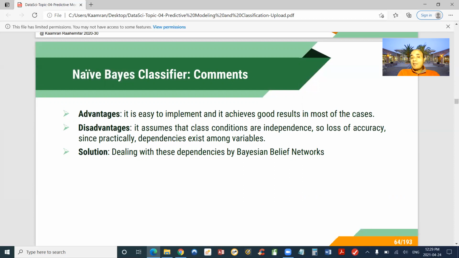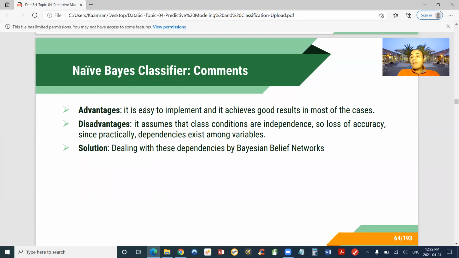Now, advantages, it is easy to implement, and it achieves good results. Disadvantages, we made an assumption. The assumptions are the conditions are actually independent. So of course, we are going to lose some accuracy. But we could potentially remedy that with a different network we didn't discuss in this class. We don't intend to discuss in this class. It's called Bayesian belief system, Bayesian belief network. And that could potentially help with the accuracy issue.